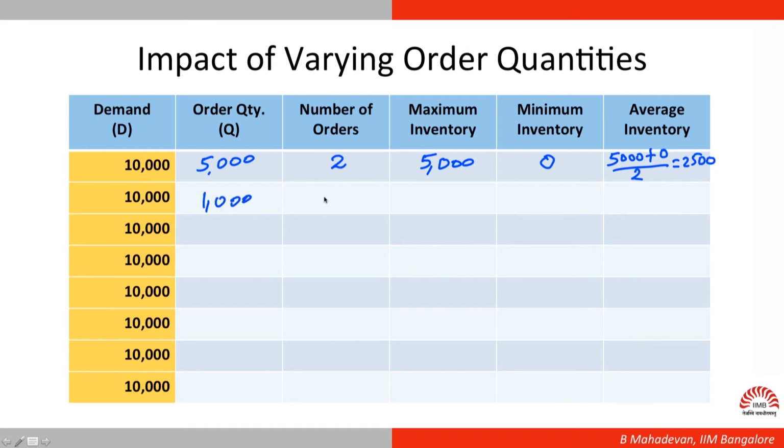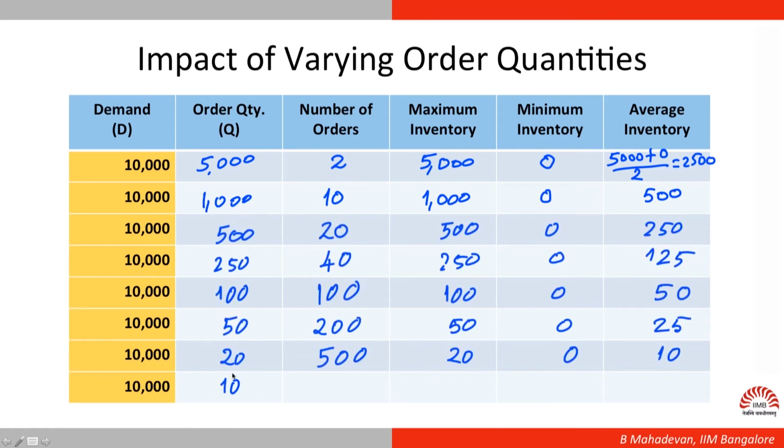Assuming we ordered 1,000, we would have placed 10 orders because we need 10,000 in all. The maximum inventory is 1,000, the minimum is 0, therefore the average is 500. And if you had placed an order of 10 every time, we would have ended up placing 1,000 orders. So you see something interesting here. As the order quantity comes down from 5,000 to as low as 10, the number of orders is dramatically increasing, correct?